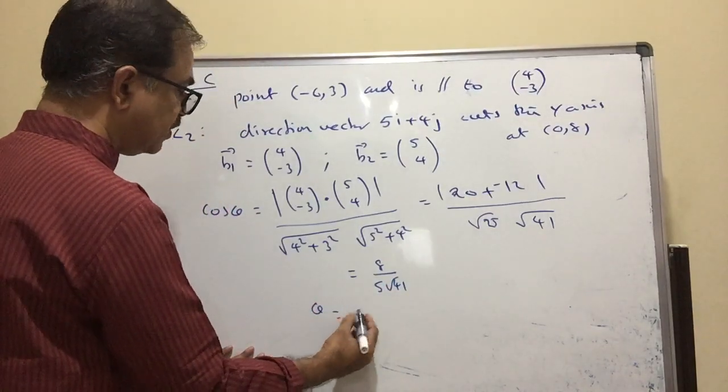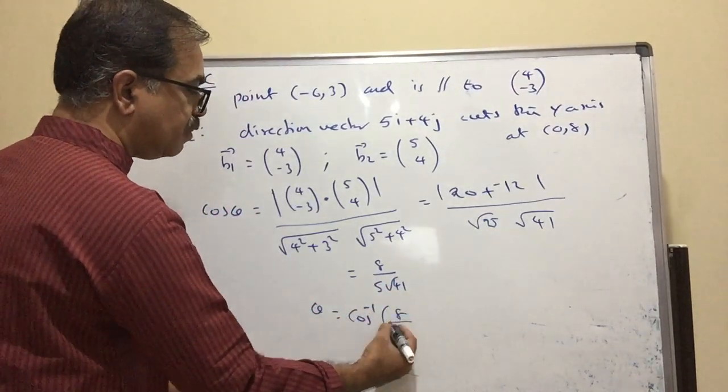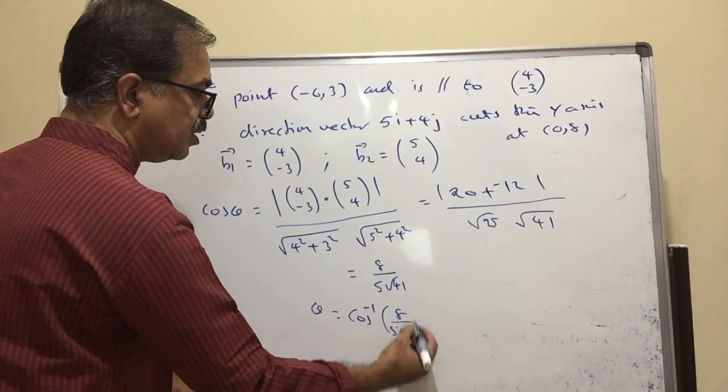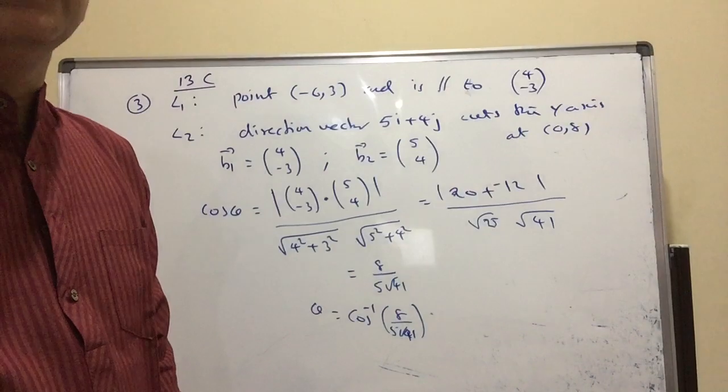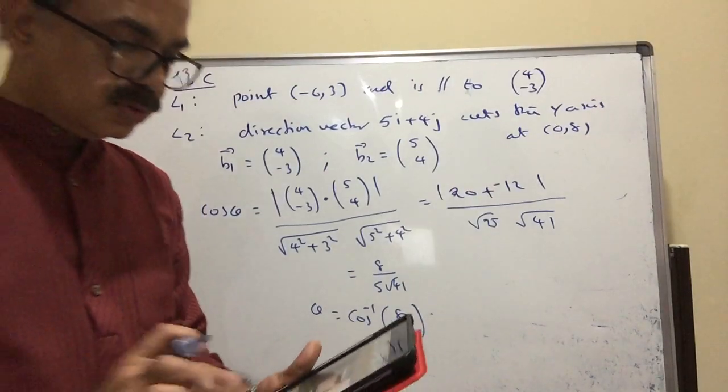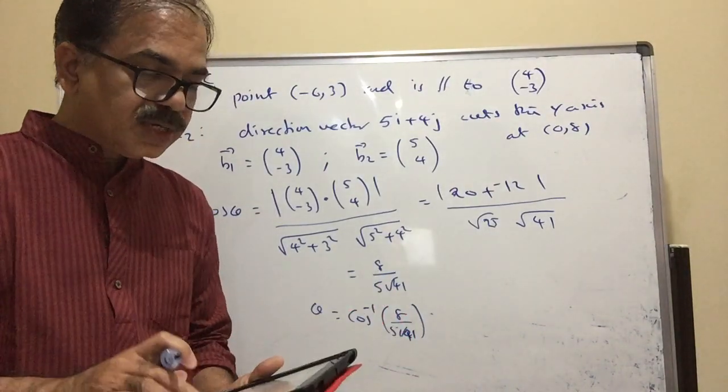And so my theta will be cos inverse of 8 by 5 root 41. Good. Put it into the calculator and write your answer. So that's the acute angle between the two vectors, two lines.